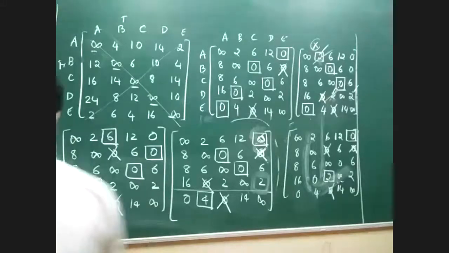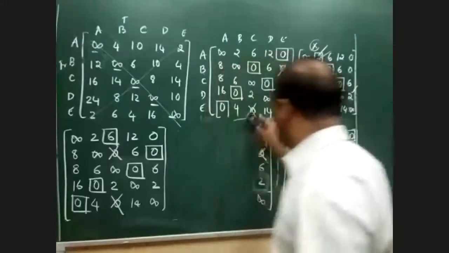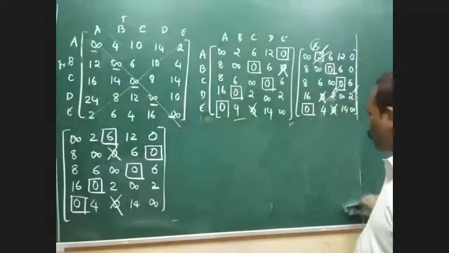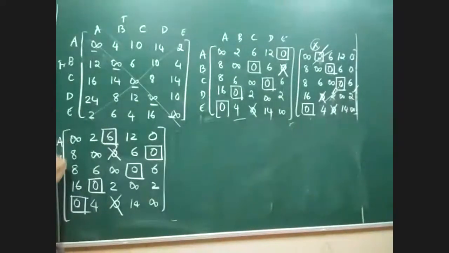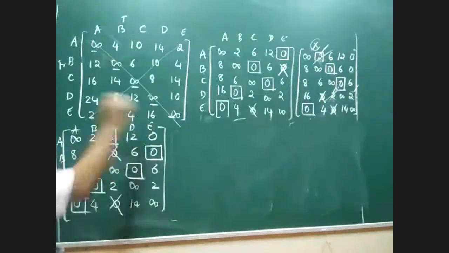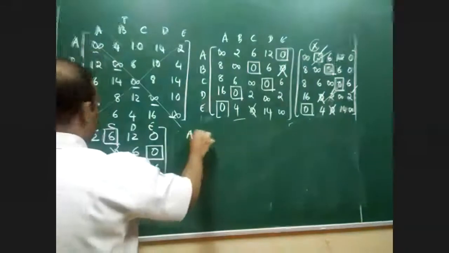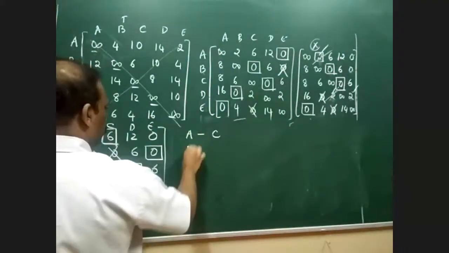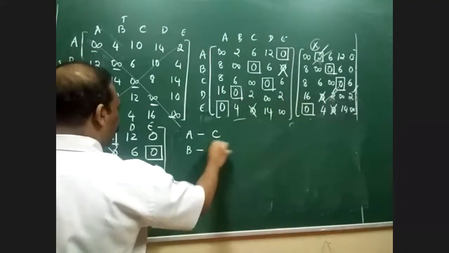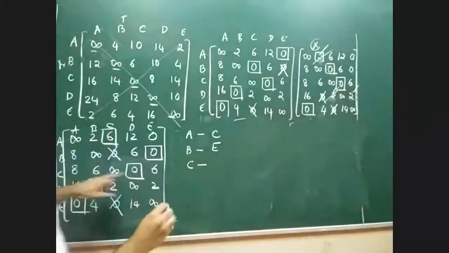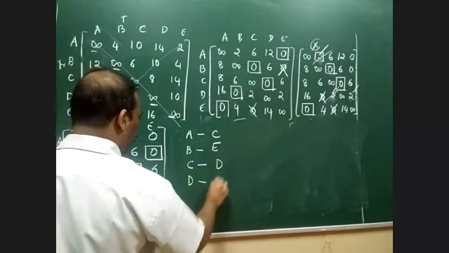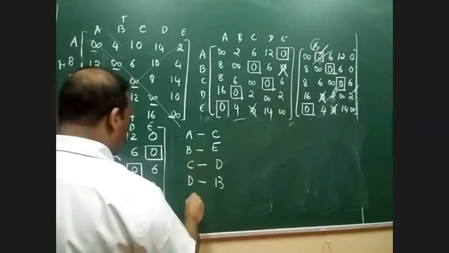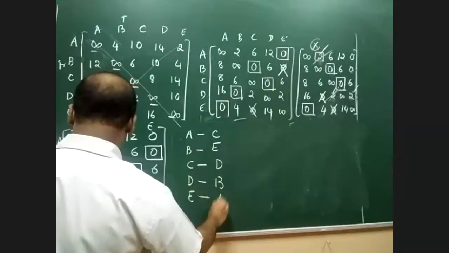Okay? Let me check the condition. Condition check ಮಾಡೋಣ. How do you check the condition? ಹೇಗೆ ಬರ್ಕೊಳ್ಬೇಕು? I think I have told you how to write down. This is ABCDE and this is also ABCDE. I did that. So A inga is going to C, B inga is going to E, C inga is going to D, okay, and then D inga is going to B, okay, and E inga is going to A.